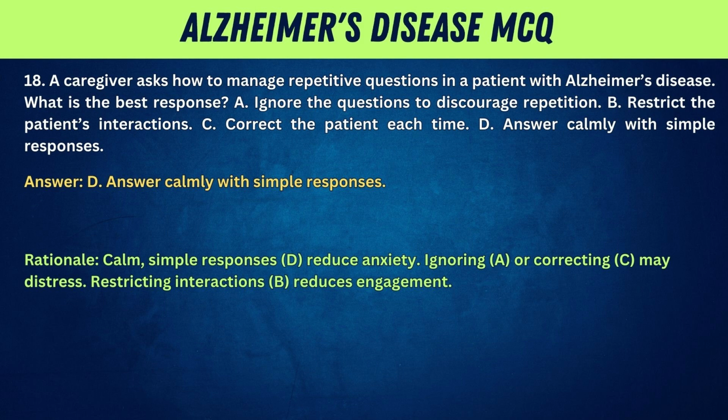Rationale: calm, simple responses, D, reduce anxiety. Ignoring, A, or correcting, C, may distress. Restricting interactions, B.